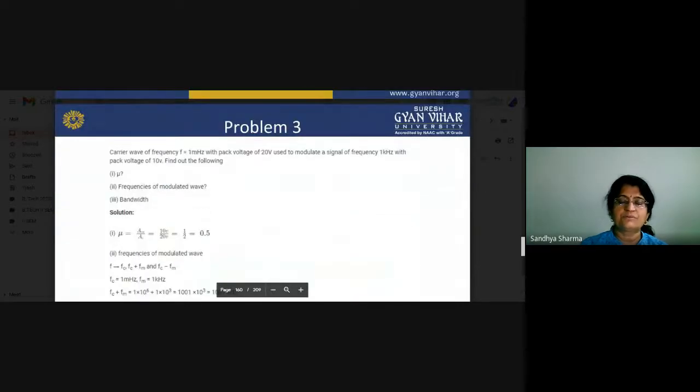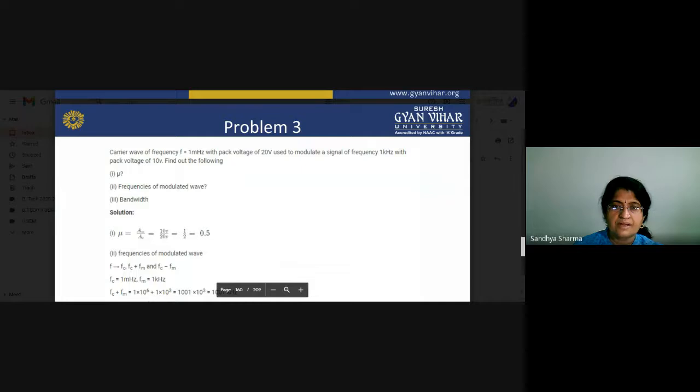Now we will switch to problem number 3. Here we have a carrier frequency fc equal to 1 megahertz, with a peak voltage of 20 volt, used to modulate a signal of frequency 1 kilohertz. So 1 kilohertz is the modulating signal and 1 megahertz is the carrier frequency. Find out the following. What is the modulation index mu, that is Am by Ac? So what about Am and what about Ac? Basically we are working with the 20 volt signal.